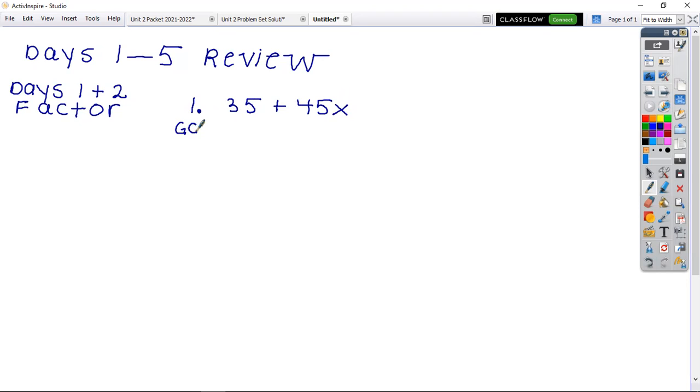Why? Because these have something in common. They are both divisible by 5. Good. If you like doing things like this, please feel free to do that. And then I get my answer. So I have 5, and I am left with 35 divided by 5 is 7. And then 45 divided by 5 is 9. And then I also need the x. Perfect, done.